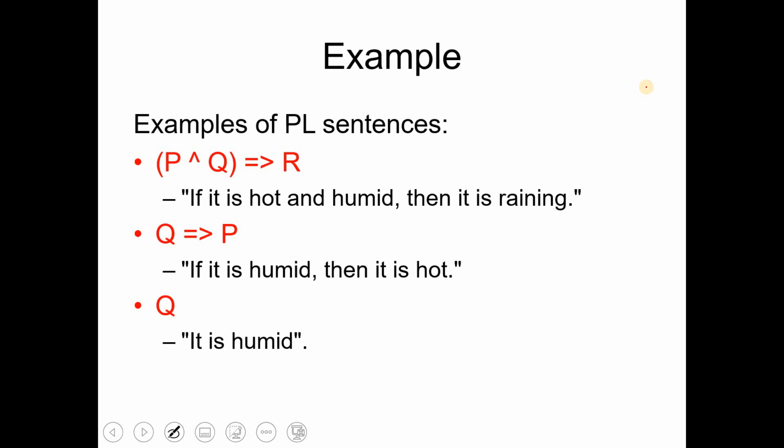So there is a sentence I create over here. You can use the brackets also. So here it is, P and Q. What does P and Q mean? P and Q says it is hot and humid. Okay. So hot and humid at the same time, both are true.